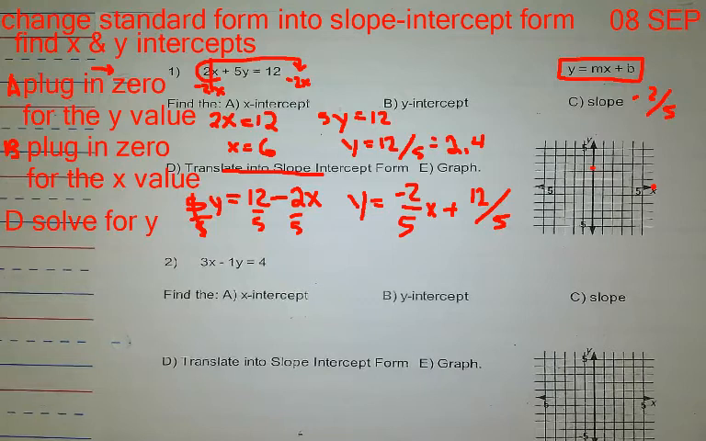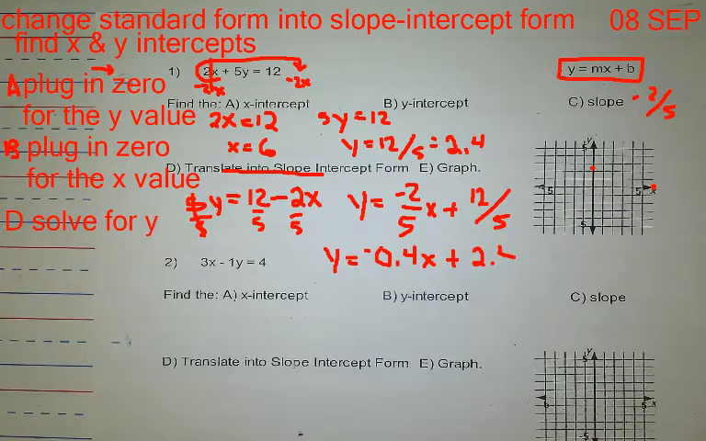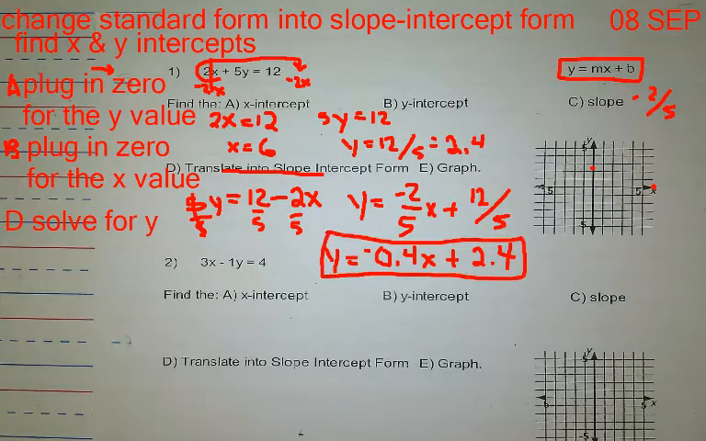Now, if you would rather have decimals, put decimals in both places. Don't mix fractions with decimals. So I'm telling you, if you want decimals, then negative 2/5 is negative 0.4 x, and then positive 12/5 is 2.4. So if you want to write it as a decimal, that's okay. If you want to write it as a fraction, that's okay. So that's the answer to part D.